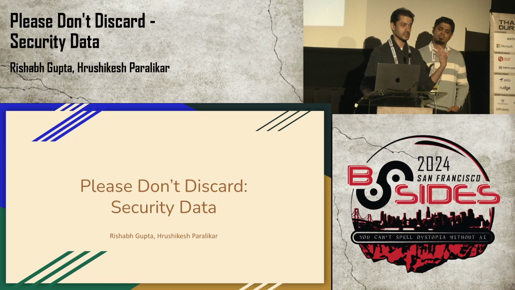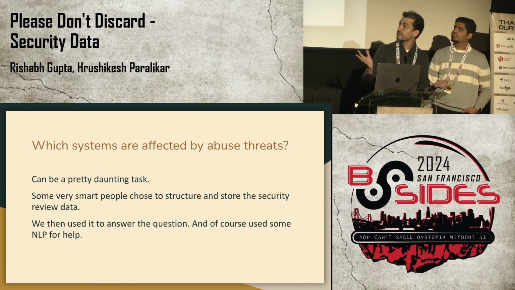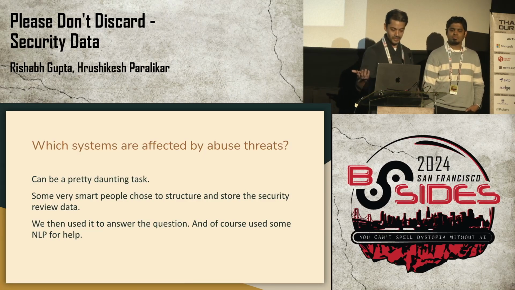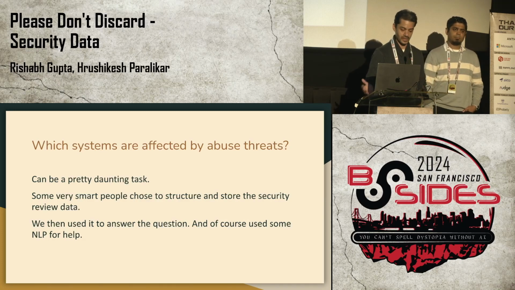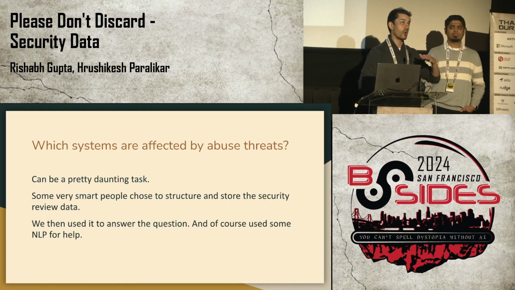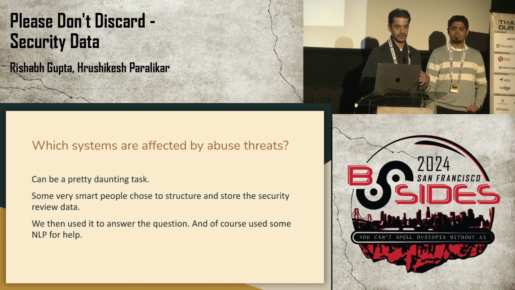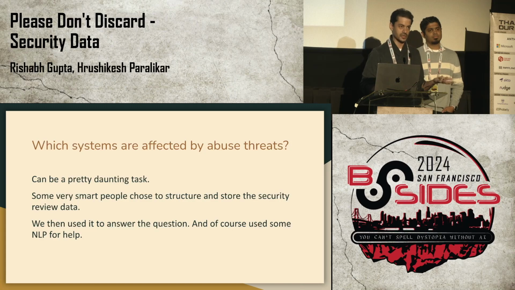And so both of us work on anti-abuse, and given that we do, we inevitably found ourselves having to answer the question, which systems are affected by abuse threats, right? On face value, this can be a very daunting question to answer, right? Now you have to think about all the different systems in your organization, and now you're thinking about all the different kinds of abuse threats that might be applicable to them. I mean, where do you even start, right?